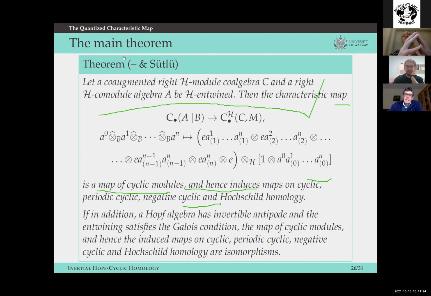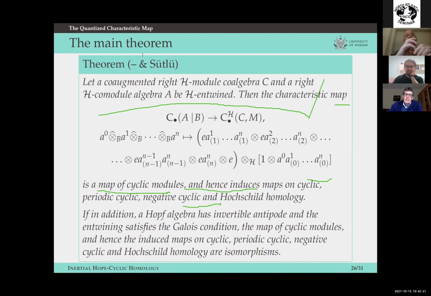However, these previous formulas cannot be mimicked in this situation. You have to do something with these formulas to give sense to such a formula. So we have our non-commutative or quantized characteristic map in our situation, inducing all the usual maps on cyclic, periodic cyclic, negative cyclic, and Hochschild homology. And similarly, as in the case of free and proper actions, here in the purely algebraic context, if we assume that the Hopf algebra has invertible antipode and the entwining satisfies the Galois condition.